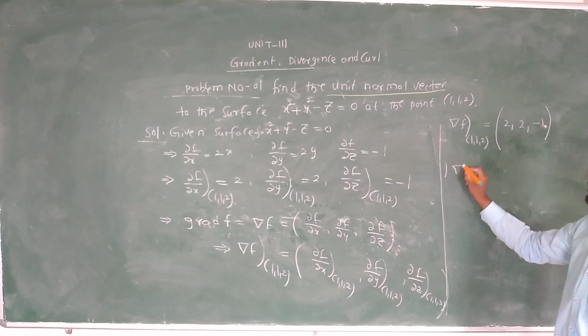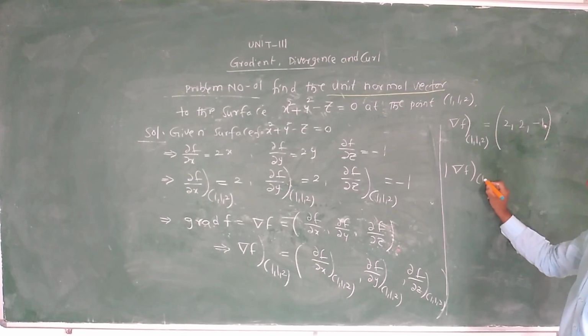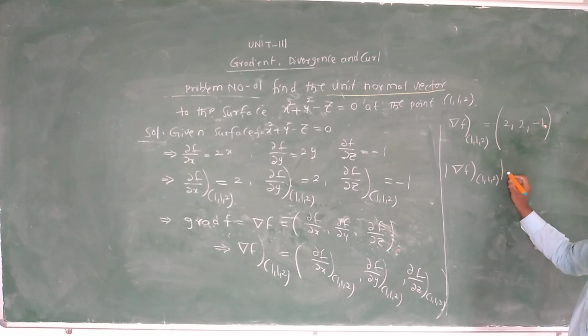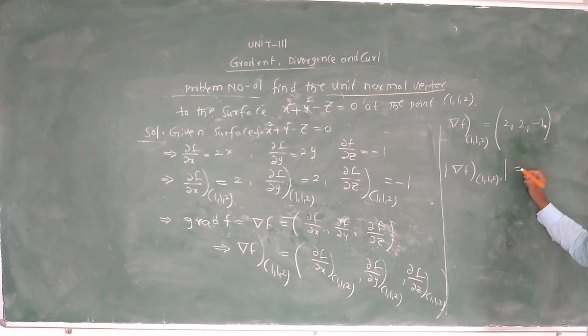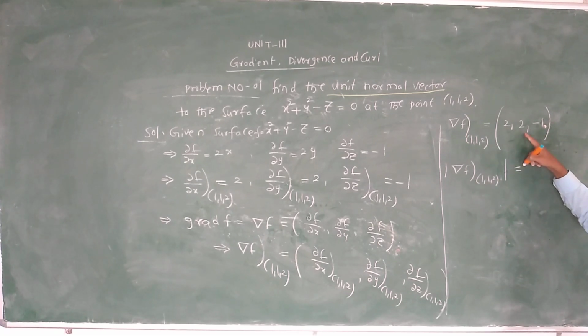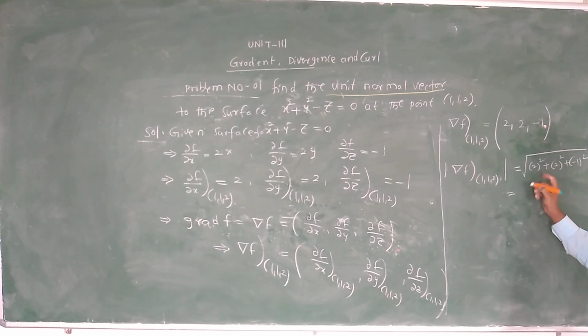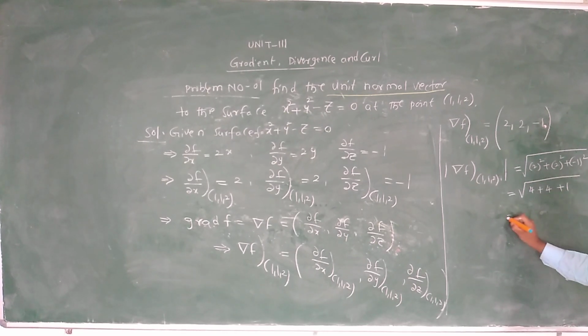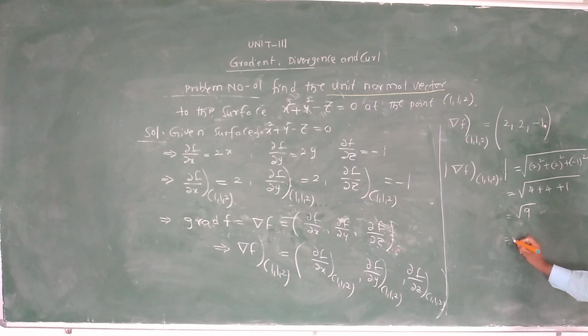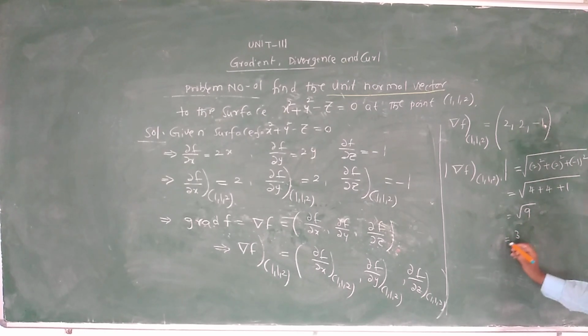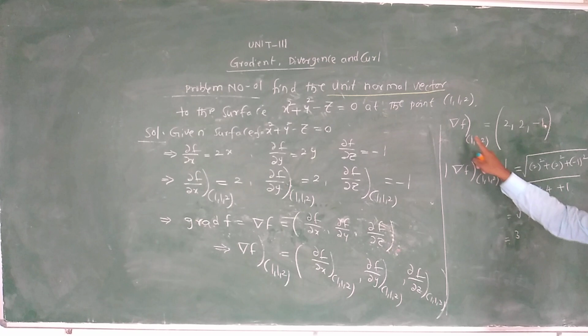So what is the magnitude of this one? Magnitude at the point 1, 1, 2 will be the square root of the first component squared plus the second component squared plus the third component squared. So that will be 2 square plus 2 square plus minus 1 whole square. So this will be square root of 4 plus 4 plus 1, which is equal to square root of 9, that is 3. Now you got the magnitude of this one equal to 3.